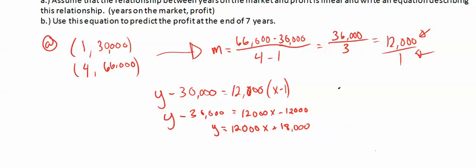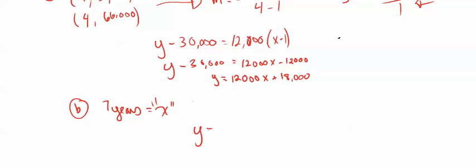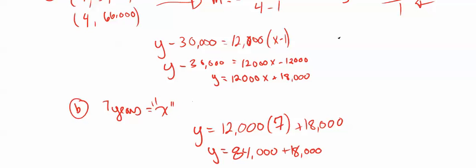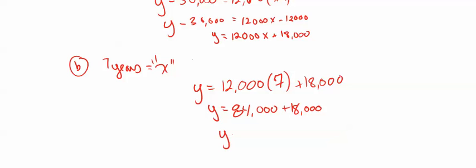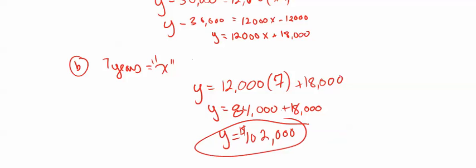What B is asking us to find is to predict the profit at the end of 7 years. So what we can do is we'll figure out what 7 years is. 7 years is our x value, because that will be the number of years on the market. So we plug it into our equation for the x value. So we'll do 12,000 times 7 plus 18,000. And what we end up getting is $102,000 for profit at the end of 7 years.